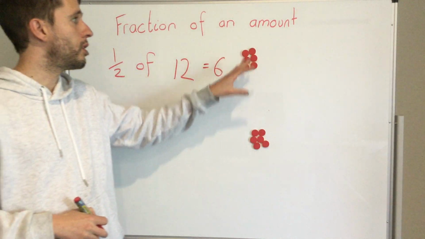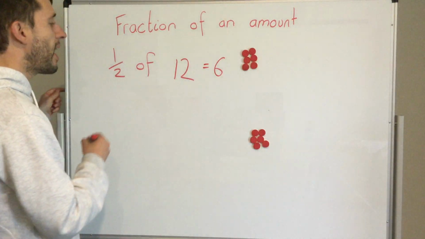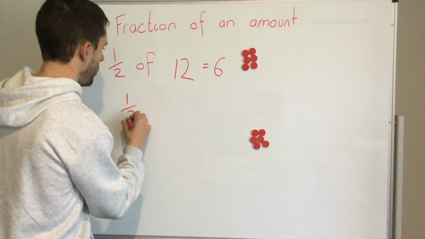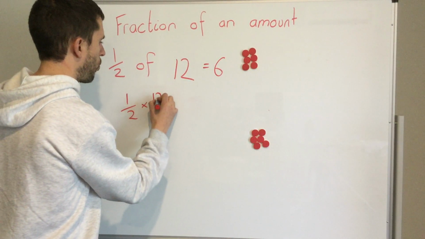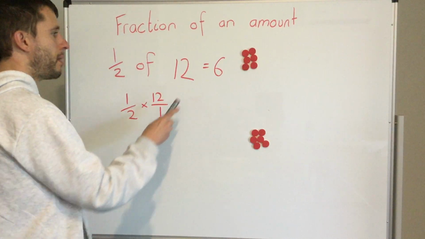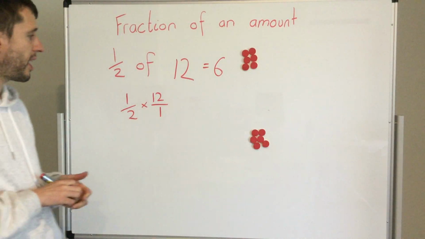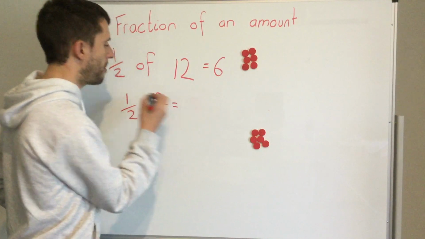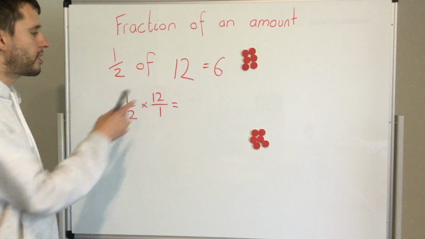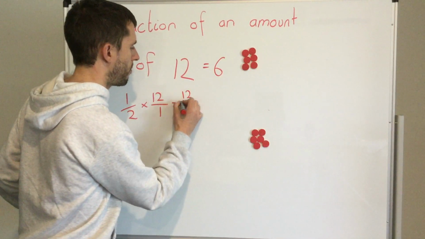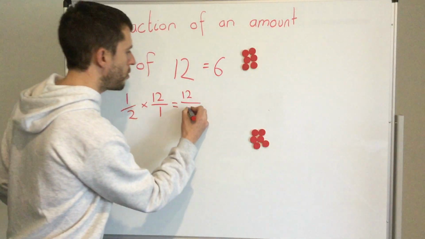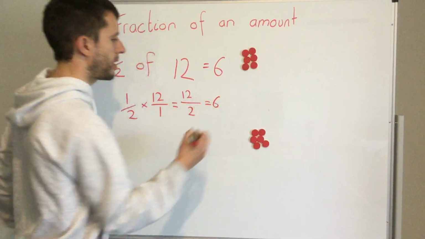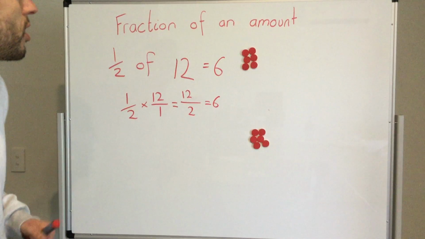If I don't want to do it through breaking it down like that, I can use the process. A half times 12 over 1, because 12 is exactly the same as me saying 12 divided by 1. I can use my multiplication knowledge. 1 times 12 equals 12. 1 times 2 equals 2. 12 divided by 2 equals 6. Let's do another question.